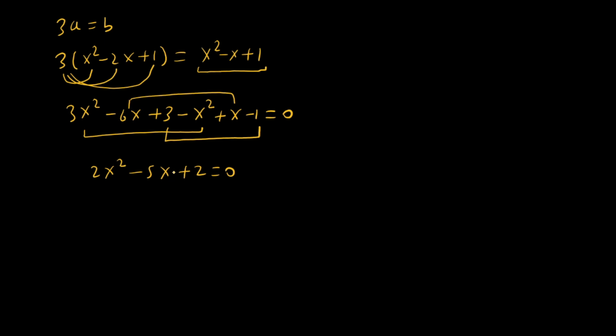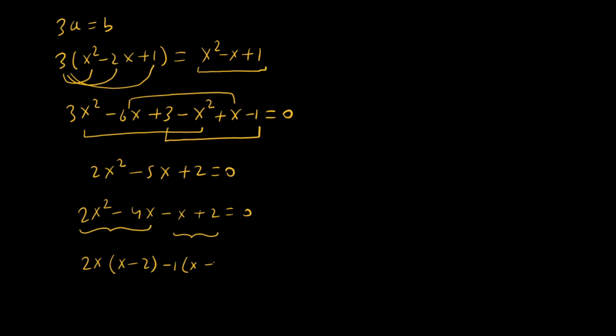This is a quadratic equation, and here we will apply the middle term split. Then 2x square minus 5x is the same as minus 4x minus x plus 2, equal to 0. Look carefully. In the first two terms, if we take 2 times x common, we get x minus 2. In the last two terms, if we take minus 1 common, we get x minus 2, equal to 0. Here x minus 2 is common. If we take x minus 2 common, then 2x minus 1 is equal to 0.